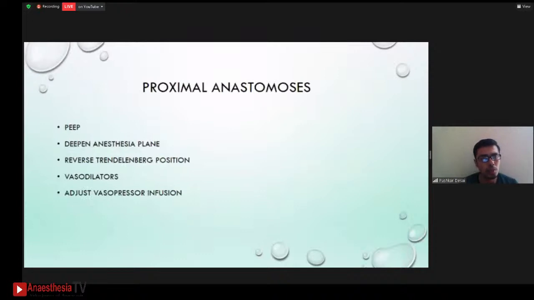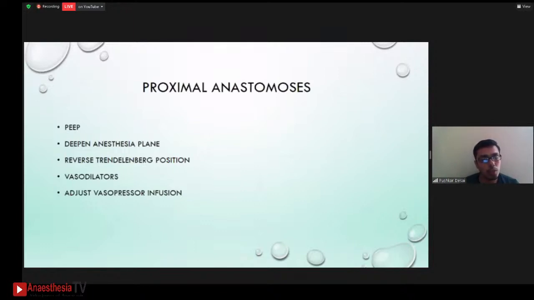During proximal anastomosis, we can give PEEP to the right lung at around 10 centimeters of water, so it can shift the mediastinal structures to the left side, and we can help the surgeon with easy visualization of the structures.